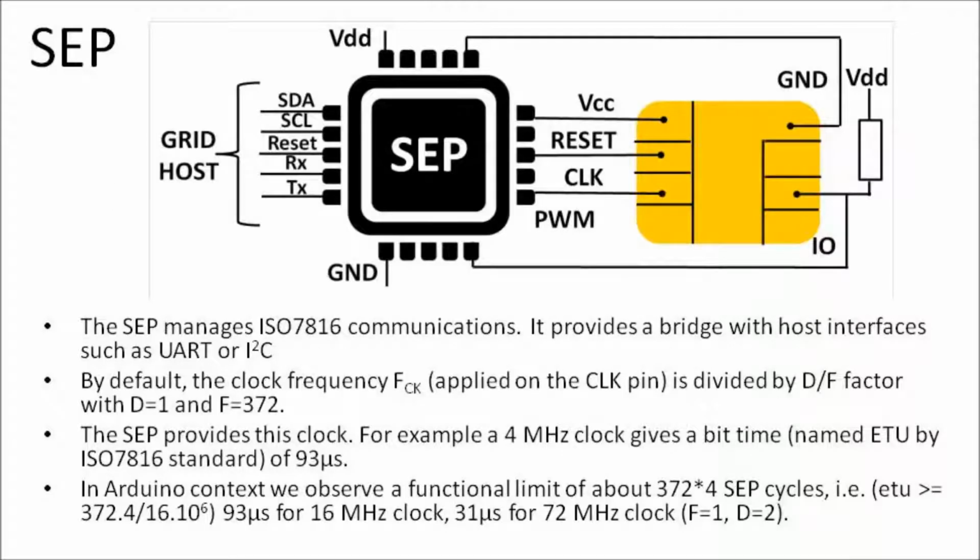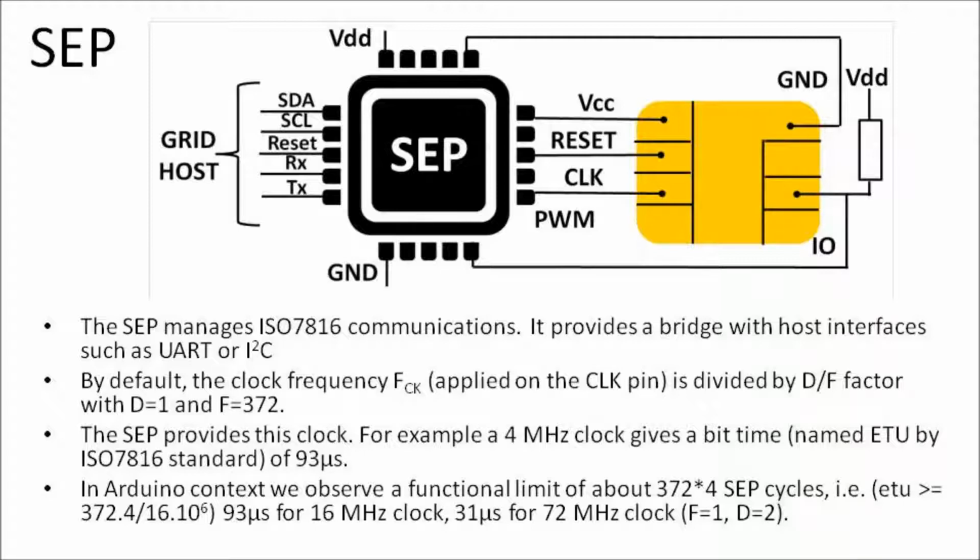The SEP manages ISO 7816 communication. It provides a bridge with host interface such as UART or I2C. By default, the clock frequency applied on the clock pin is divided by D/F factors with D equal to 1 and F equal to 372. The SEP provides this clock. For example, a 4 MHz clock gives a bit time, named ETU by the ISO 7816 standard, of 93 microseconds.